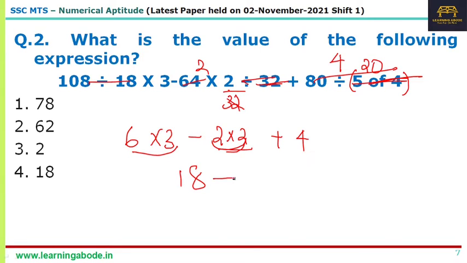6 into 3 is 18. 18 minus 4 plus 4. So the total sum is 18. Answer option 4, 18 is the answer, okay. But if you make some mistakes, you may even land up with answer choice 1. But the right answer for the second question is answer choice 4, 18.